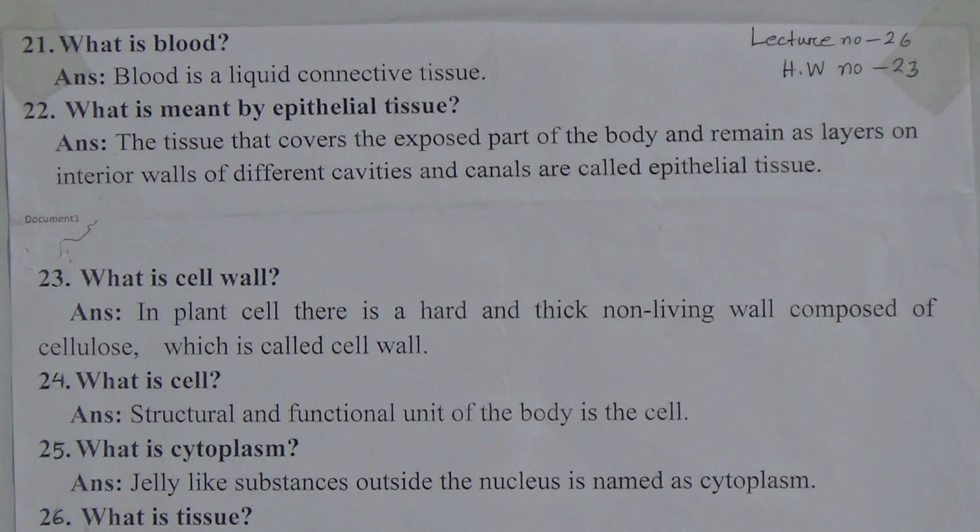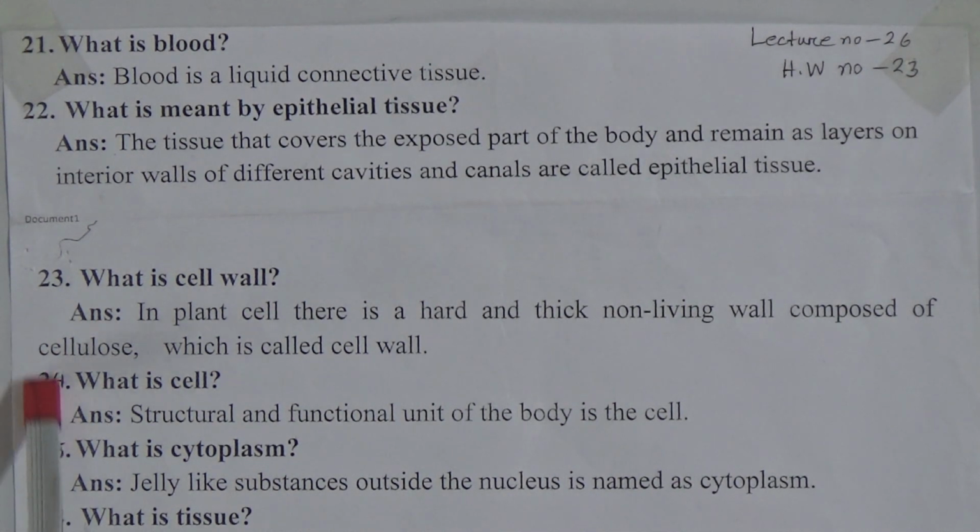Now 23 number question. What is cell wall? The answer is, in plant cell there is a hard and thick non-living wall composed of cellulose, which is called cell wall.